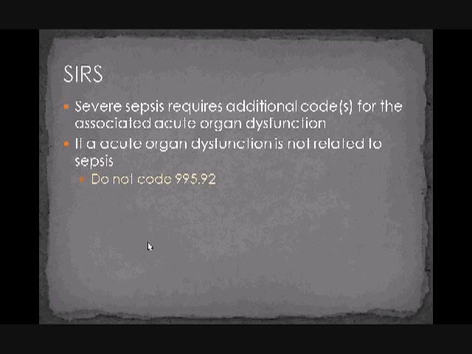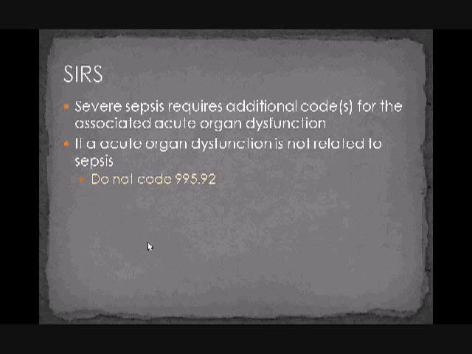Severe sepsis is acute dysfunction of the organ. So if there is no organ dysfunction, then you're not going to be able to use the code for it. If you have an acute dysfunction and it's not related to sepsis, you should not be coding 995.92.